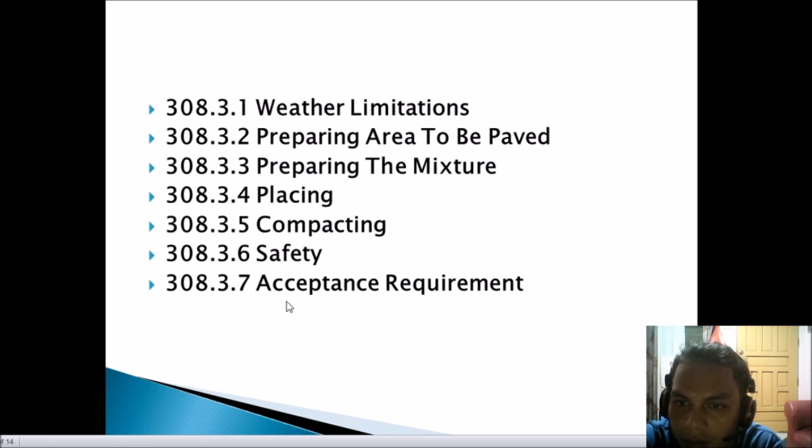Proper handling of finishing asphalt, when the surface temperature of the base course is below 10 degrees Celsius or 50 degrees Fahrenheit. So next is preparing the area to pave. The area to pave shall be substantially true to the line and grade. It shall have a firm and properly prepared surface before paving operation begins, and loose and foreign materials shall be removed.